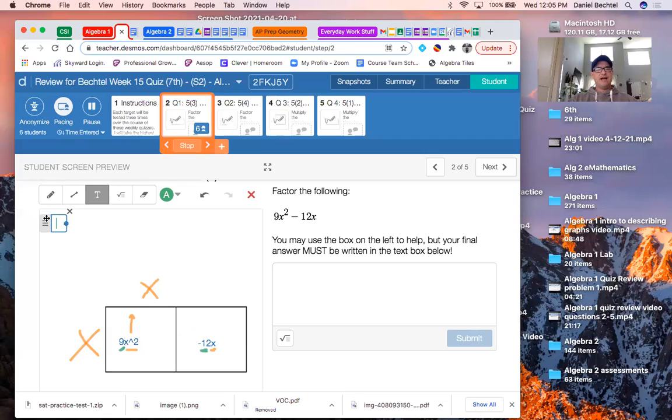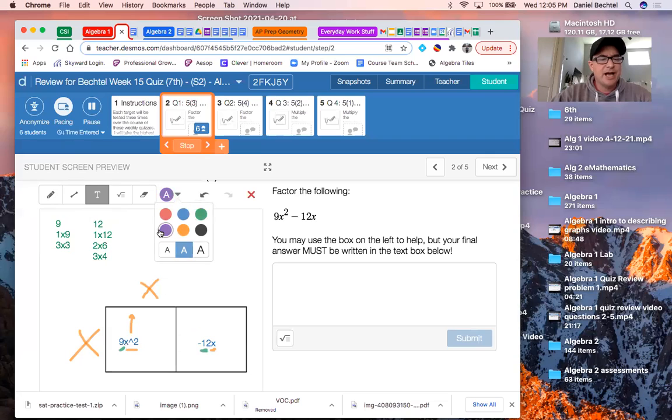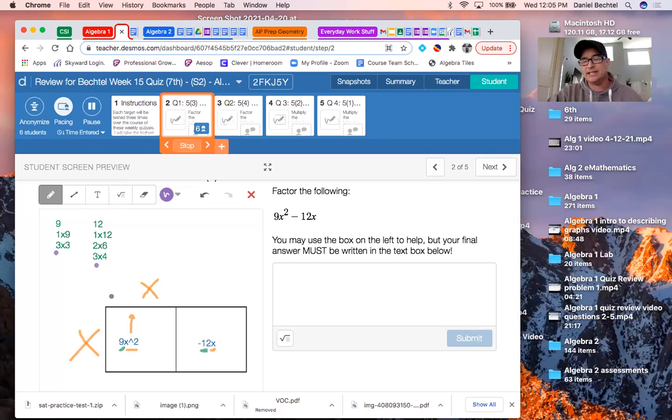If I had this list here, the 9 would be 1 times 9 and 3 times 3. And then if I did that same list with the 12, it would be 1 times 12, 2 times 6, and 3 times 4. And so in this case, what we have in common there is indeed that 3. That is the biggest thing that I can take out.